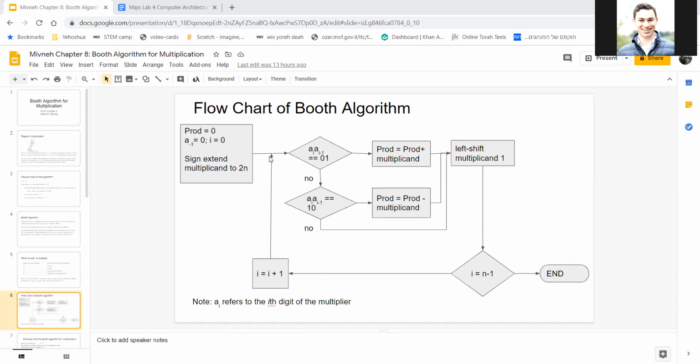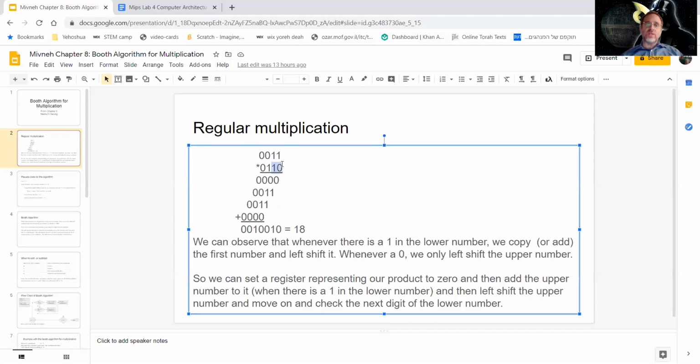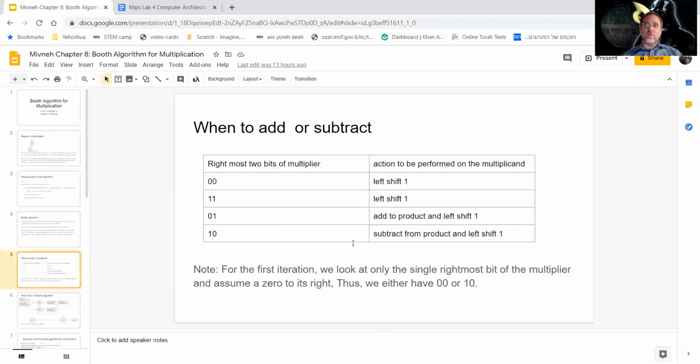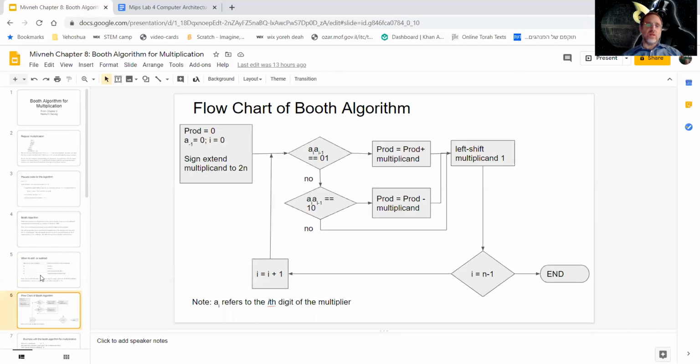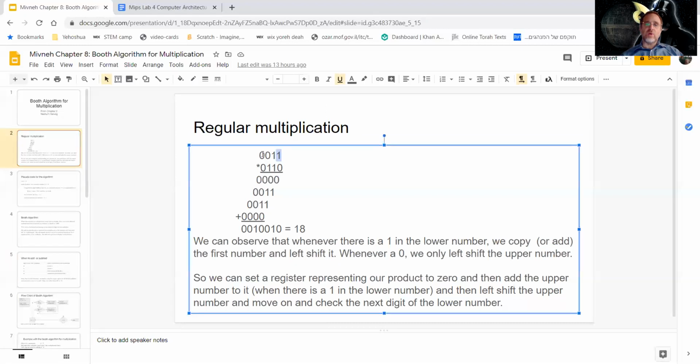So basically, we take these two numbers, for example, and we look at these two digits and we say, oh, it's a 1, 0. So we go to this table and we say 1, 0 means to subtract. So we do that. We take this number and subtract it from the product.